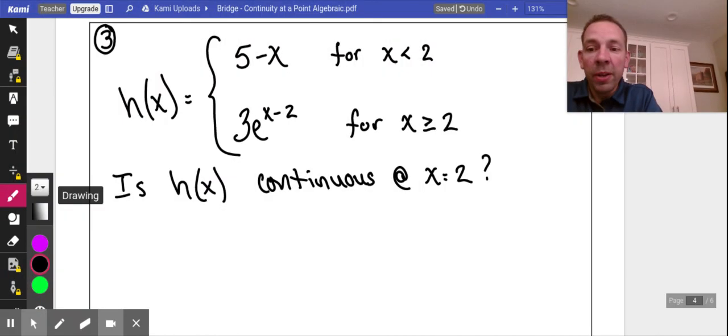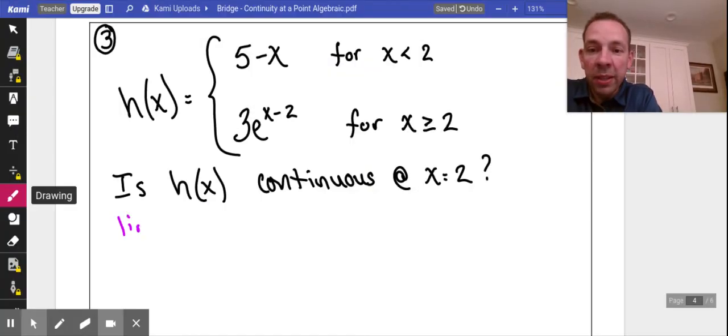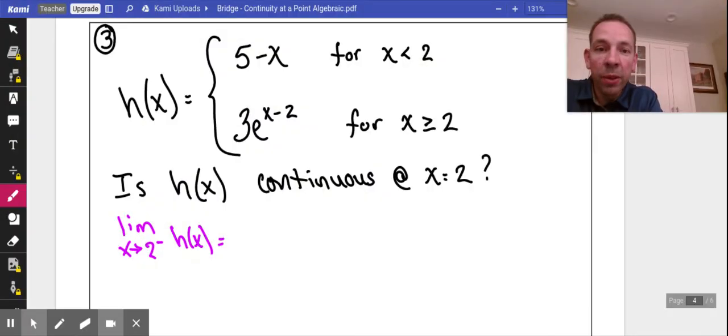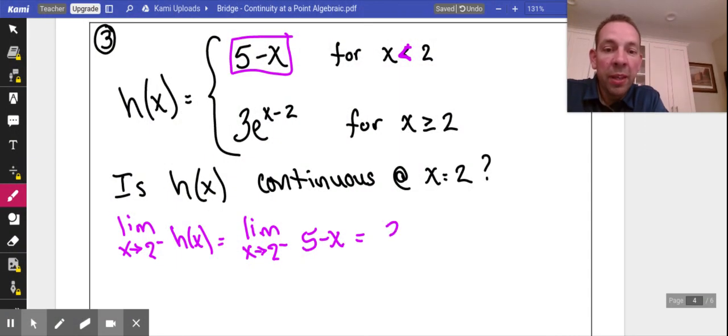All right, so just following our rhythm, following our game plan here. What is the limit as x approaches 2 from the left of h of x? So again, we're looking for the less than sign here. This is your function that you want to focus on. So we're going to go with the limit as x approaches 2 from the left of 5 minus x. Once we substitute that 2, we get 3. 5 minus 2 makes 3.